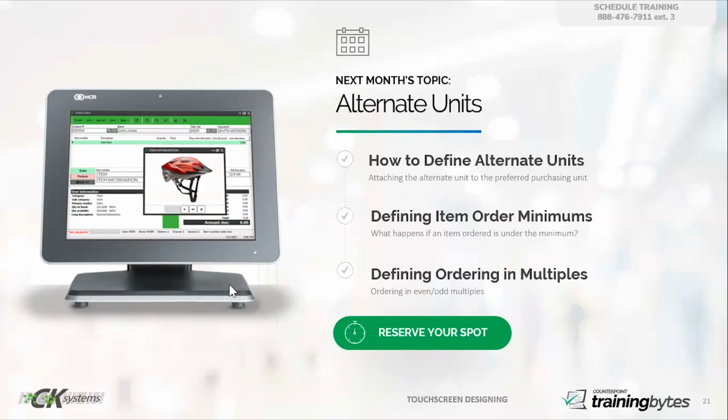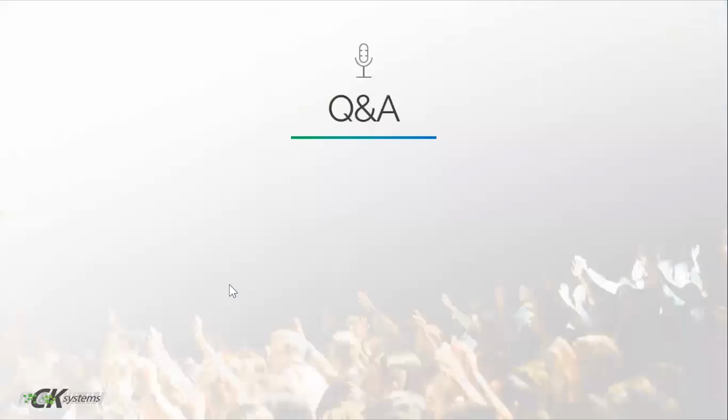Now, another way to use alternate units is, well, I do sell it by the each, but when I buy it from my vendor, I have to buy it by the 6-pack or I have to buy it by the case of 24. So I'm going to show you how to do all that. And I'm also going to show you how to define order minimums and ordering in multiples when you are purchasing. So that'll be a really nice session. Make sure you sign up for it.